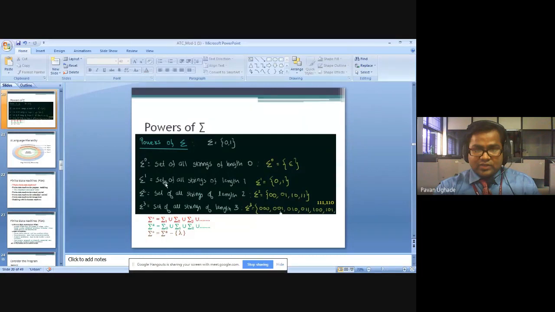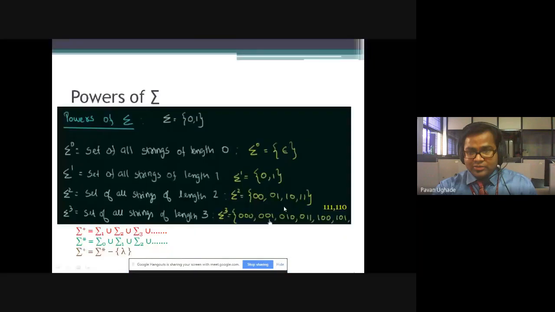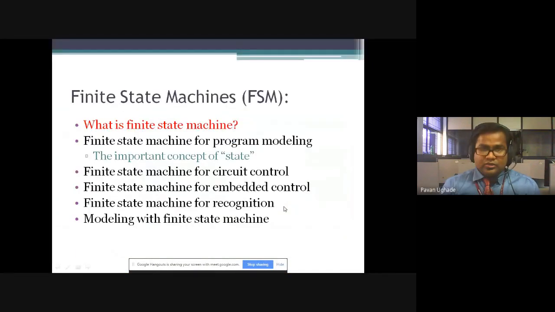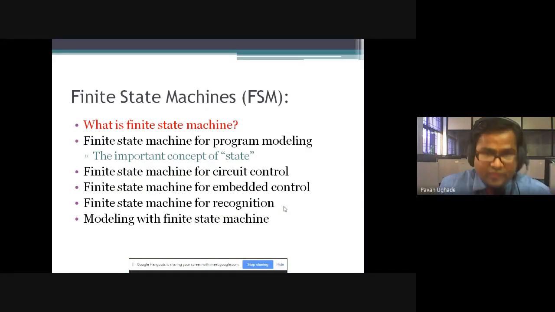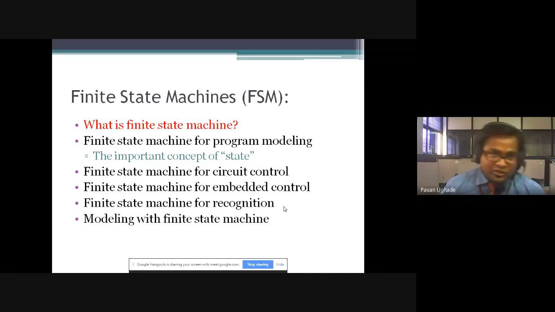So I am explaining through the example. Next, I'll explain the Chomsky hierarchy in the coming days, not now. Okay, so I'll directly come to the finite state machine now. So what is a finite state machine? A finite state machine is for program modeling, how we are going to model a program. Where is it going to apply? It applies to circuit controls, embedded control, and machines for recognition, and we'll be designing finite state machines.